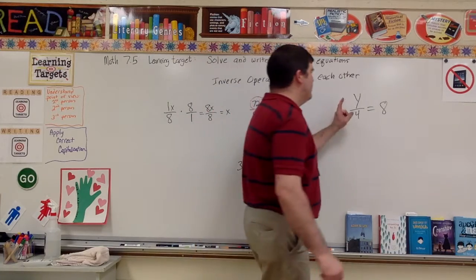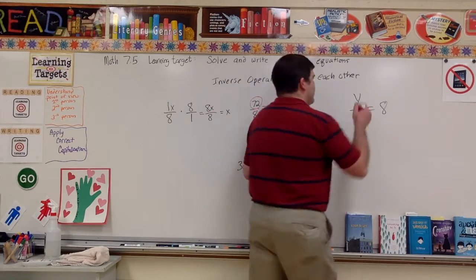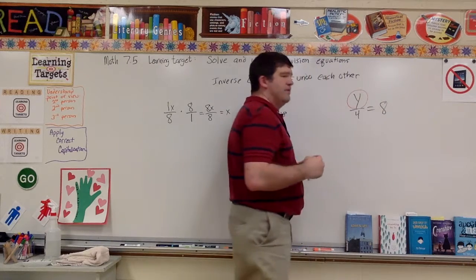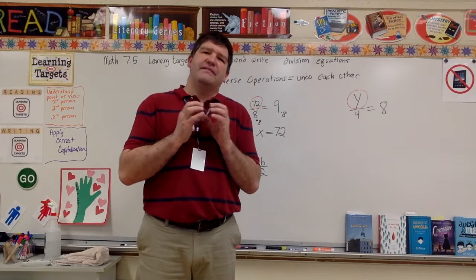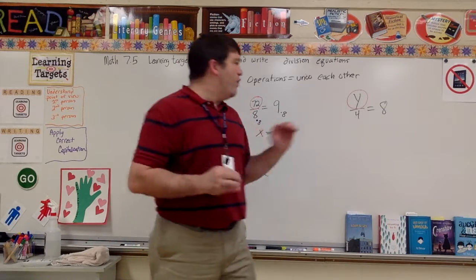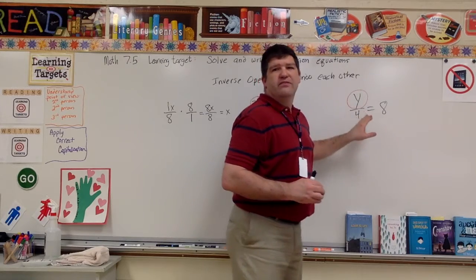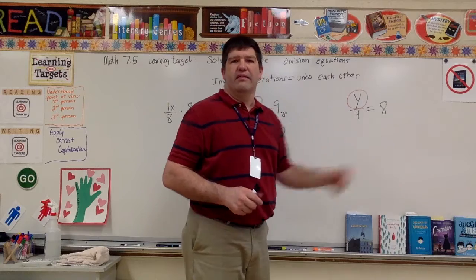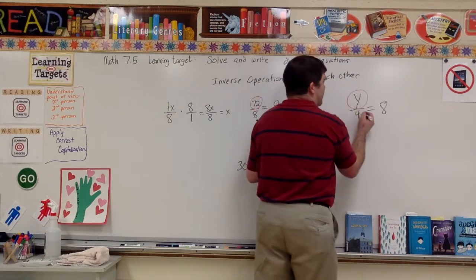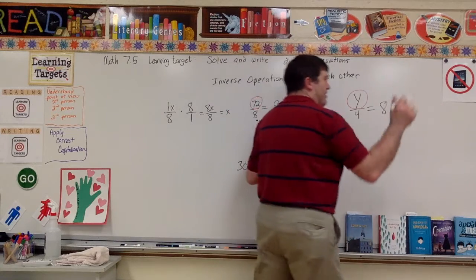Let's go over here. y divided by 4 equals 8. I circle my variable. That's what I want to isolate. And when I say isolate, I mean I want to get it all by itself, so that it's the only thing on this side of the equal sign. I don't want anything else. So then in the end I'll say y equals something. Okay, y divided by 4. I do the inverse operation. I multiply it by 4.